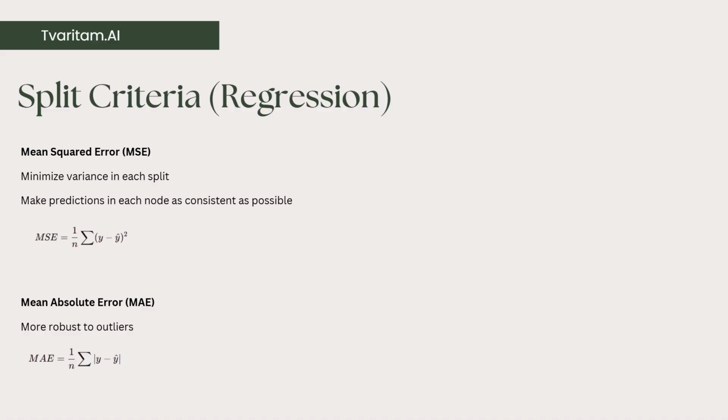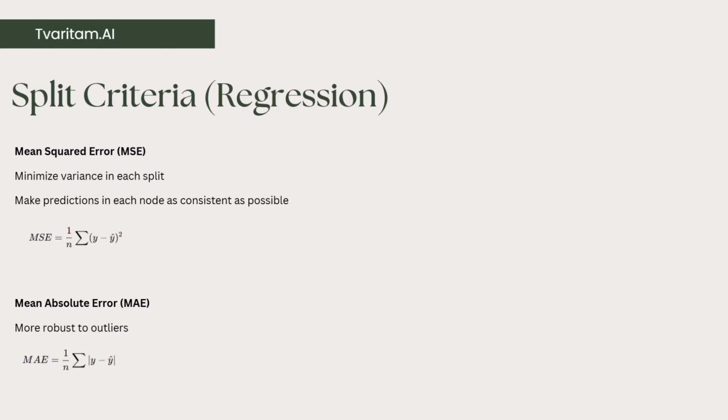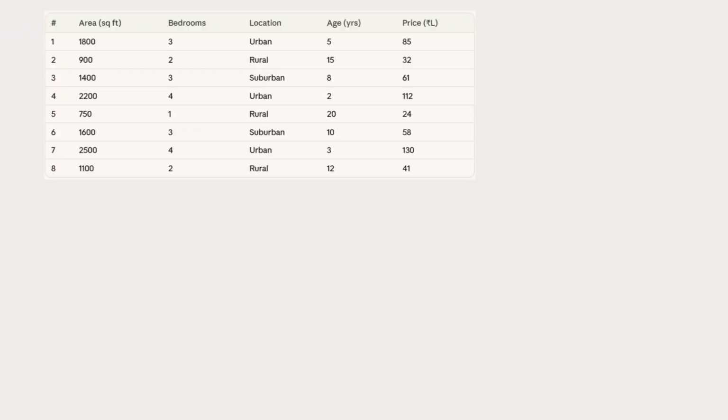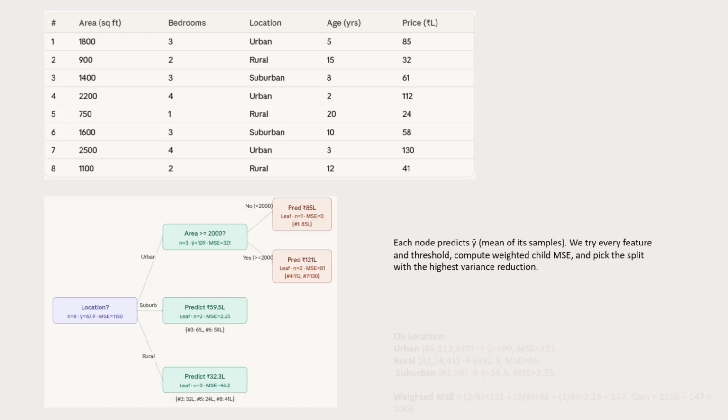So the tree prefers splits where data points in each node are close to each other, while big mistakes are avoided aggressively. Mean absolute error measures the average absolute difference. It does not square errors but treats all errors more evenly. This makes it more robust to outliers. It is useful when we don't want extreme values to dominate the model, but it can be slightly harder or slower to optimize.